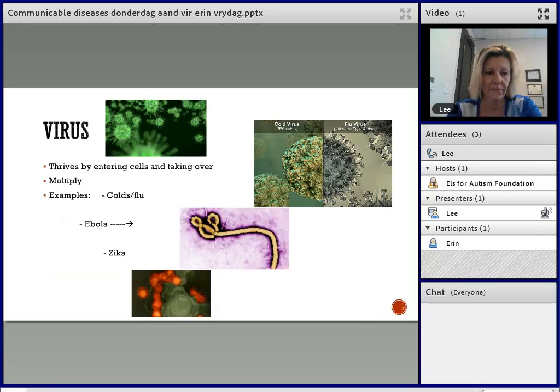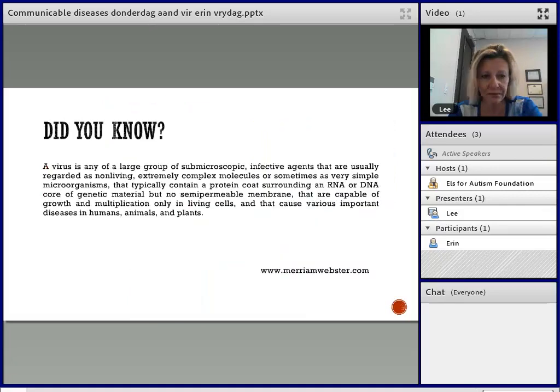We see viruses. We have a virus, and it thrives by entering the cells and completely taking over. They multiply, and an example of that is a cold or a flu. On average, people get 8 colds a year. Young guys, we see a lot of colds going around. Ebola, we don't want to see that going around, and Zika is an example of a virus. Here's a picture.